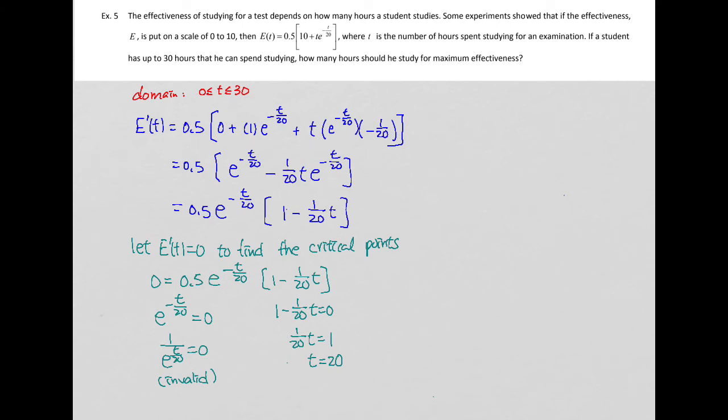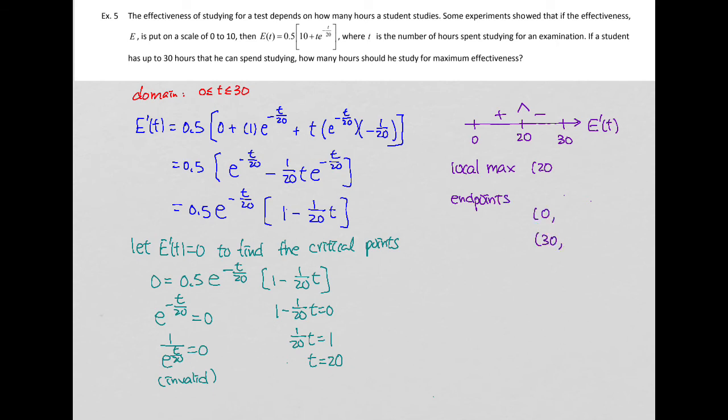Now let's identify our critical point. So put it on the number line for E prime. And 20 is the critical point. 0 and 30 is the boundary. Let's check the positive negative sign. You will see this is a maximum. So local max at 20. And let's check with the endpoints.